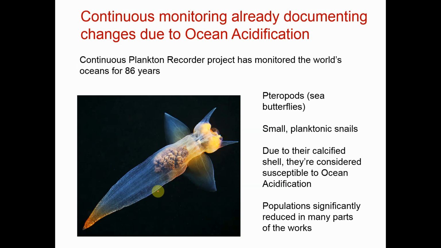And due to their calcified shell, so this lump in the middle, this calcified shell is highly important to maintain their buoyancy. But due to their calcified shell, they're considered highly susceptible to ocean acidification. And populations are significantly reduced in many parts of the world. So the Continuous Plankton Recorder project has documented that all over the world, populations of these pteropods are massively reduced and in some cases have entirely disappeared.